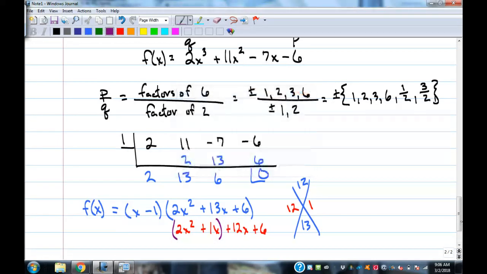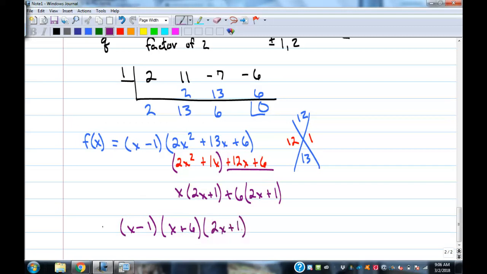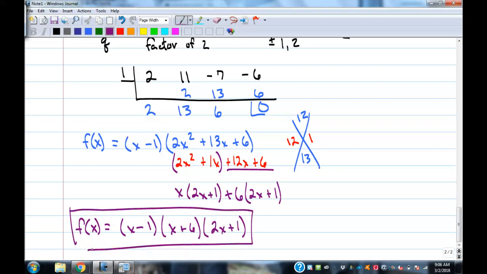X. That leaves us 2x plus 1. GCF of that group, 6. That should make sense, because we know this thing crossed the x-axis at nice places. So we got the x minus 1 factor that we already found with synthetic division. Then we have x plus 6 and 2x plus 1. We've got the factored form of that polynomial, but it took synthetic division to get it started.